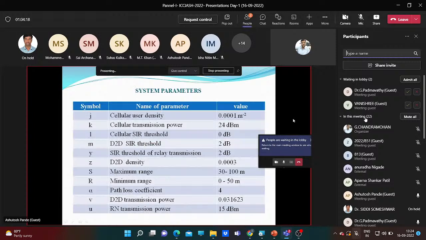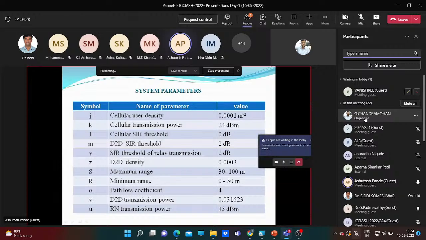Now we will see system parameters. There are some system parameters which are taken from our reference paper number 11. We can see there are several terms: cellular user density, cellular transmission power, cellular SIR threshold, device to device SIR threshold, and like this.